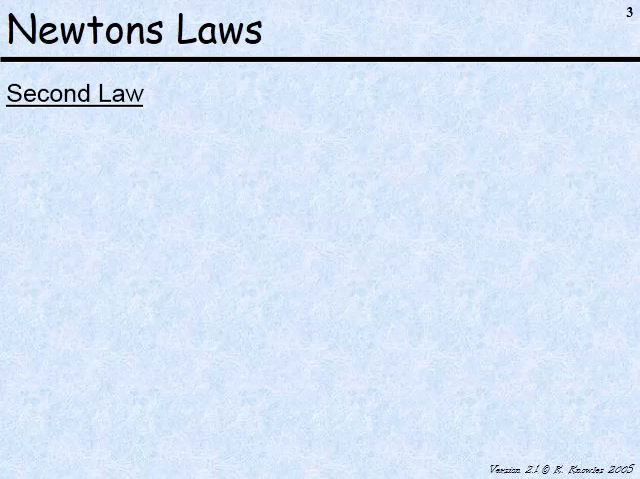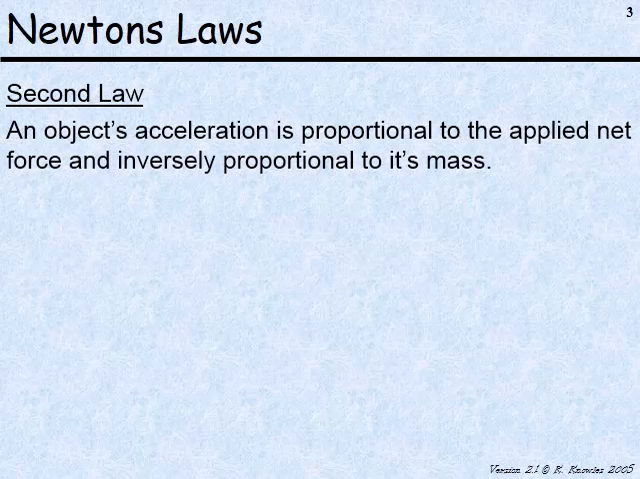So looking at Newton's second law, it states that an object's acceleration is proportional to the applied net force and inversely proportional to its mass. So writing that as an equation, we have force is proportional, that's the symbol for proportional, remember, to the acceleration, and the acceleration is proportional to 1 over the mass.